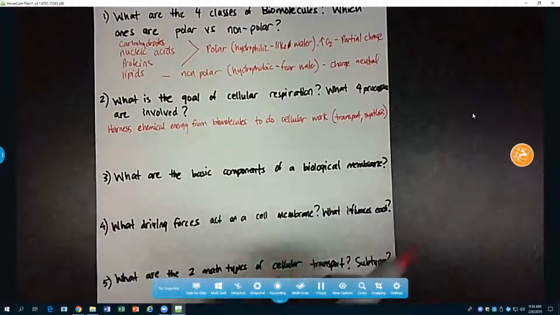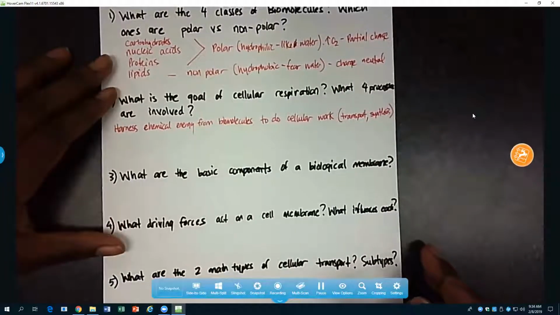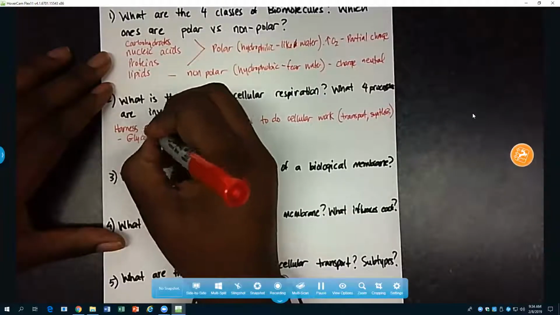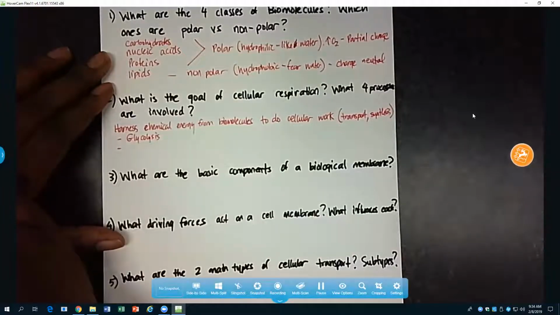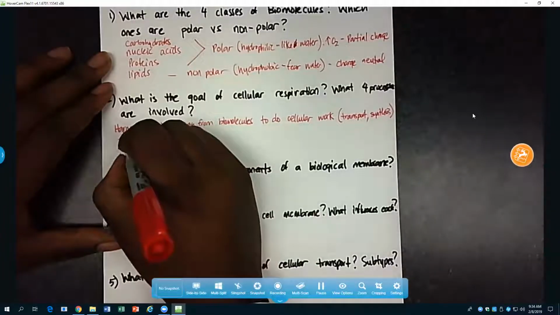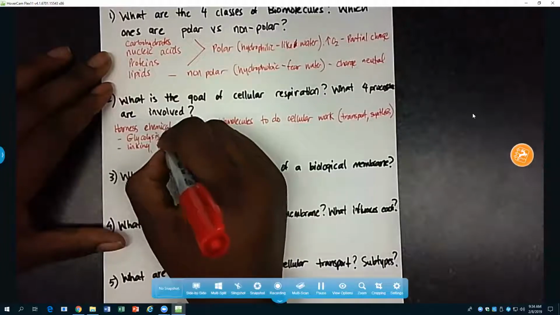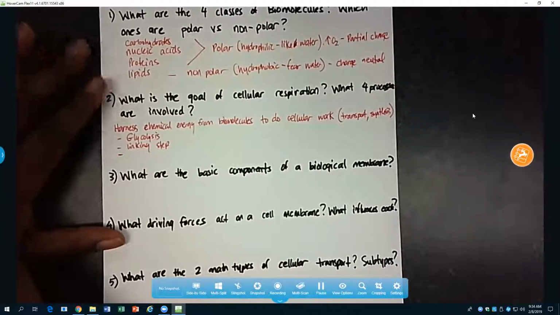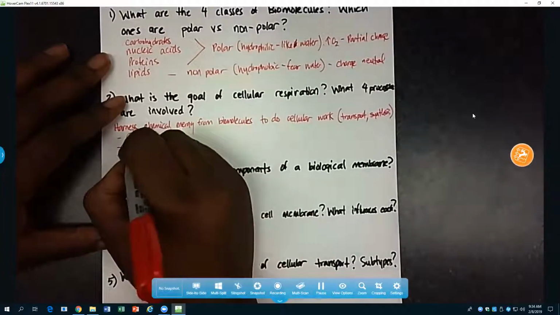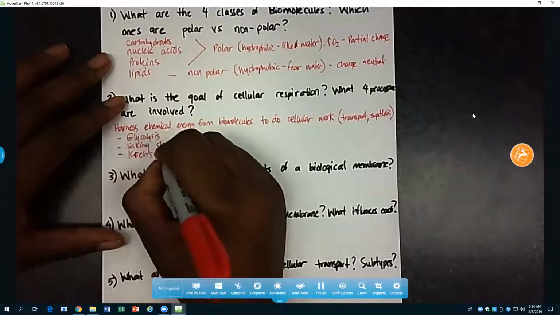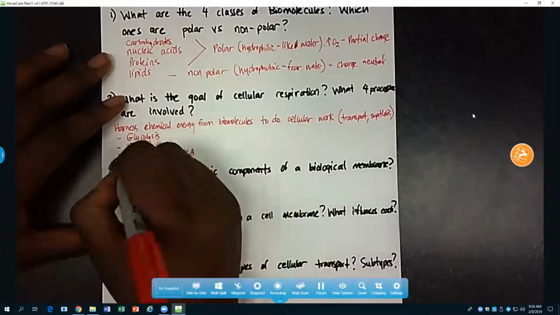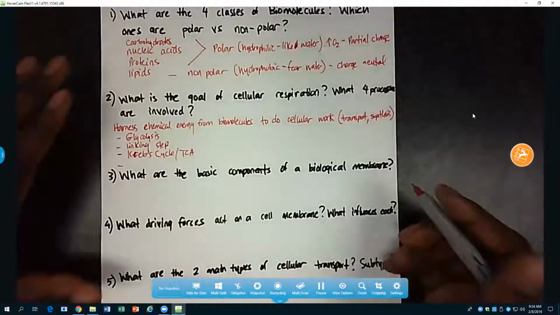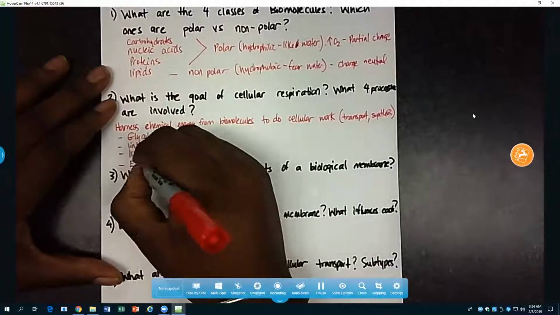So what were the 4 steps involved, or the 4 processes involved in cellular respiration? So glycolysis was first. That linking step, right? That linking step, where we converted pyruvate to acetyl-CoA. What was the 3rd step after that linking step? The Krebs cycle or the TCA cycle. And then the final and probably the most important step was the electron transport chain, right? So the electron transport chain.